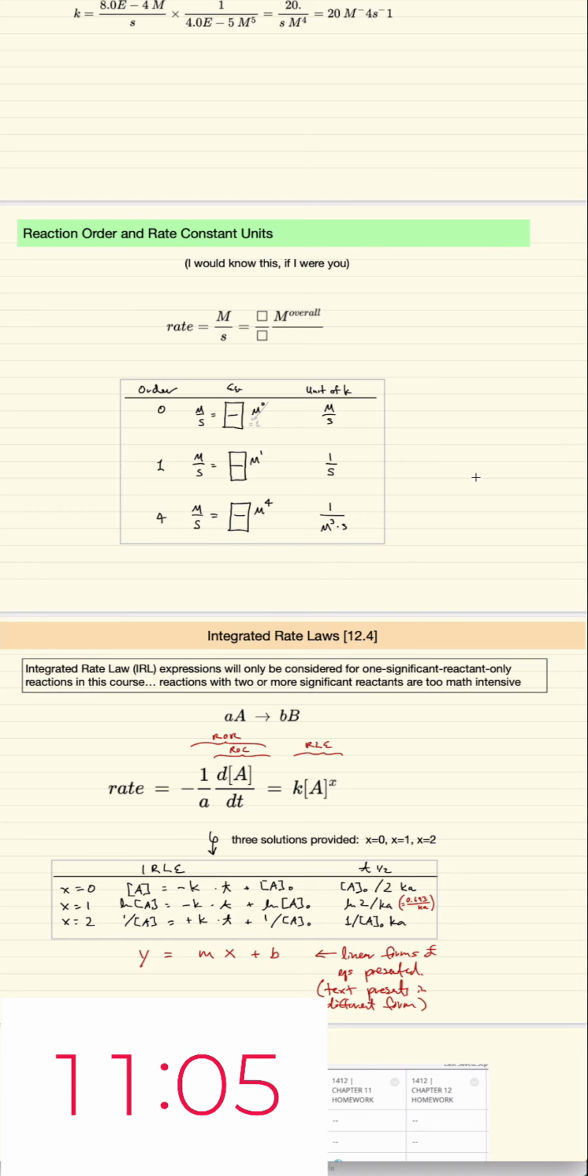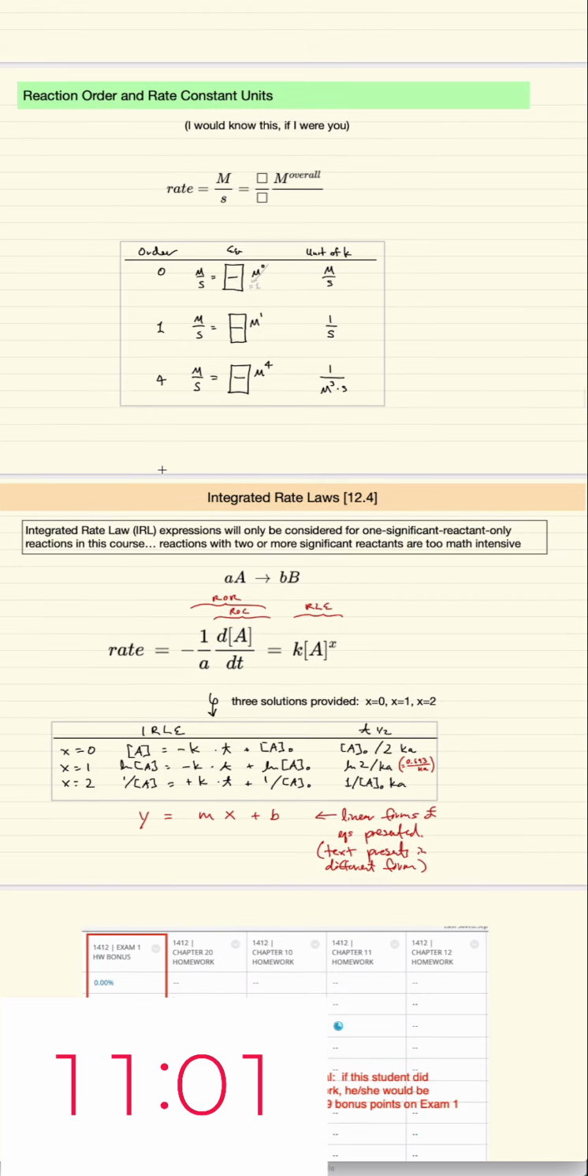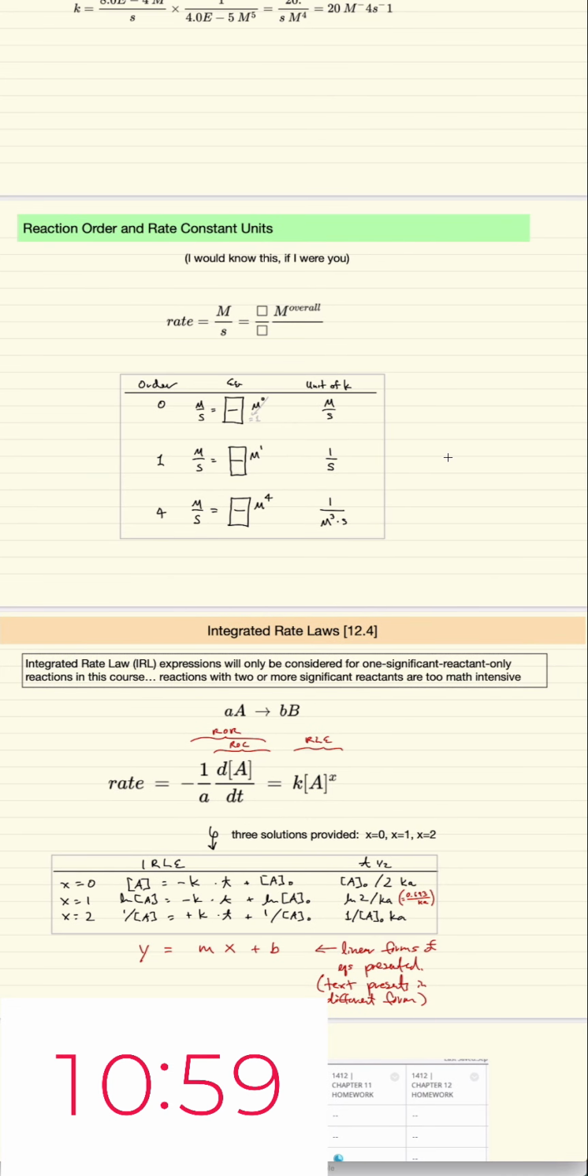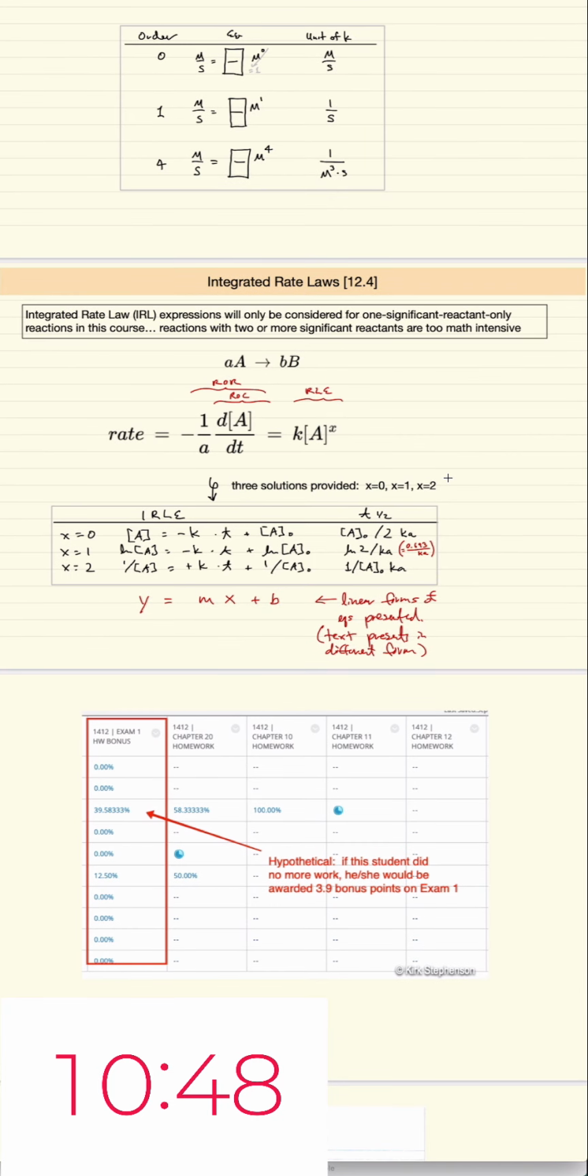So if you understand dimensional analysis, this is pretty easy stuff. Okay. If you don't, you need to work through it. If it's hard, it shouldn't be. Okay, you're not where you need to be with understanding dimensional analysis and how fundamental mathematical operations fit into a course like this. Integrated rate law, sticky wicket.